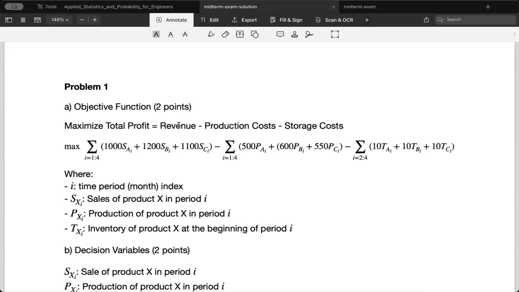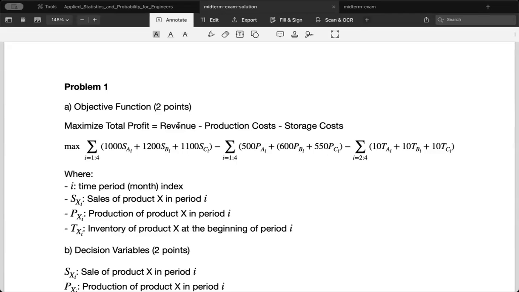So 1000 SAi plus 1200 SBi plus 1100 SCi. S stands for sell, the amount of product being sold. A is product A, right? And subscript i means the month. Okay, then move to the production cost.